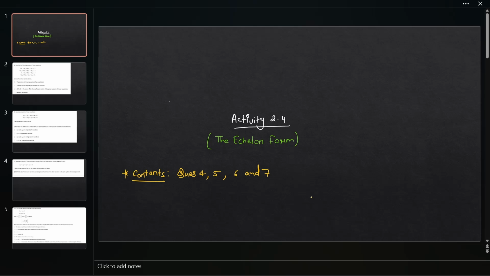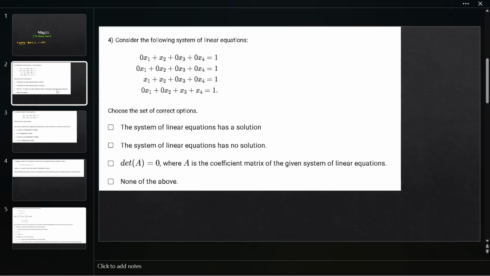In this video, we'll be looking at question 4, 5, 6, and 7 of activity 2.4. So first, let's start with question number 4. Question number 4 says that we are given a system of linear equations and we have to select the set of correct options. The first option says the system of linear equations has a solution.